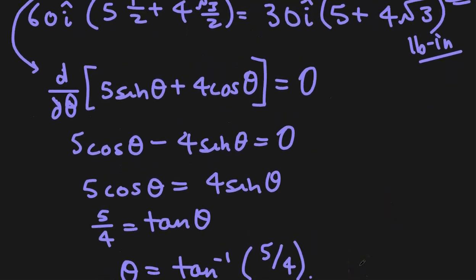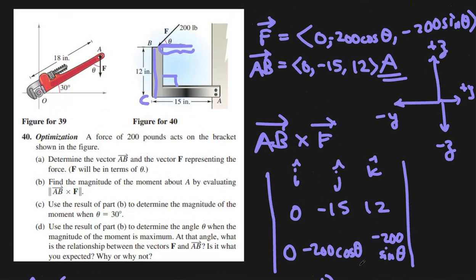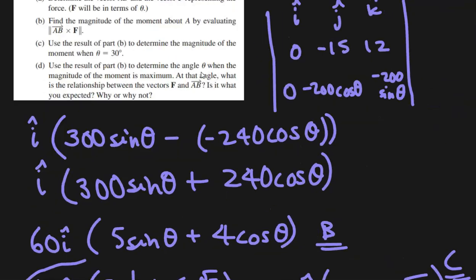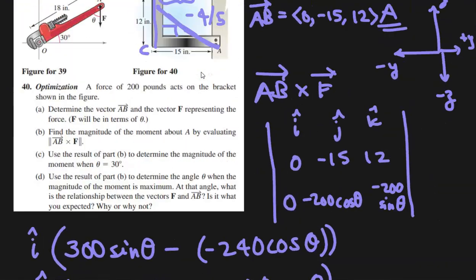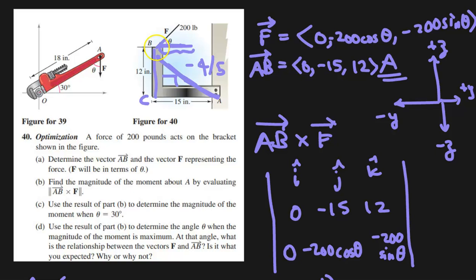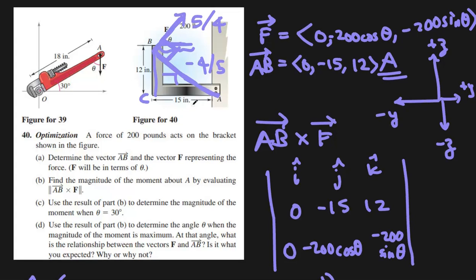Let's go up and take a look at the question and see if that makes sense. This slope over here is negative 4/5. So this slope over here, which is 5/4, is its negative reciprocal, meaning these two are perpendicular, and that is indeed something that would make sense. You'd probably expect that to maximize the torque. So yeah, it makes sense. It's arctan of 5 over 4.